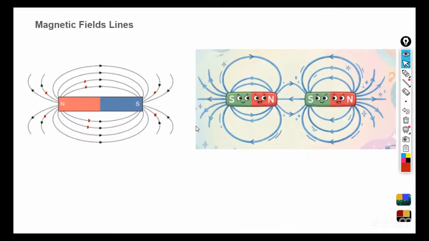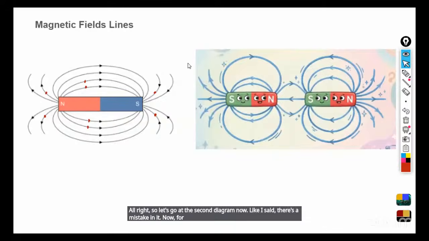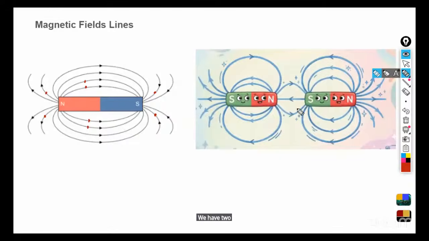All right, so let's go to the second diagram now. Like I said, there's a mistake in it. Now, for the second diagram, we have two magnets next to each other. Two things can actually happen. If you put two magnets next to each other, they either attract each other or they repel each other. Repel means to push away from each other.